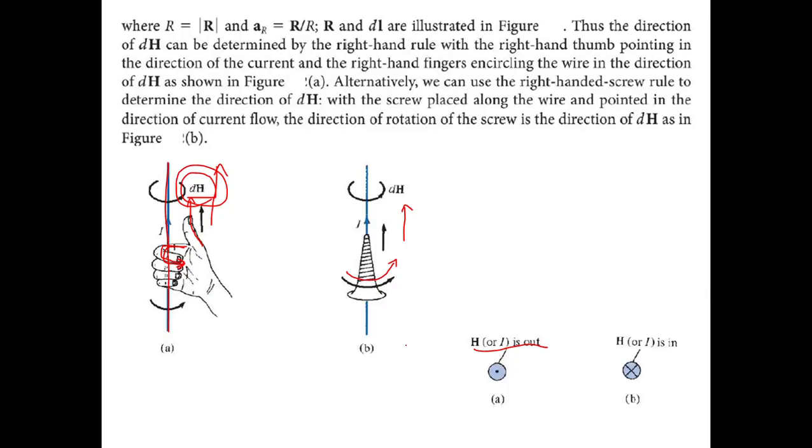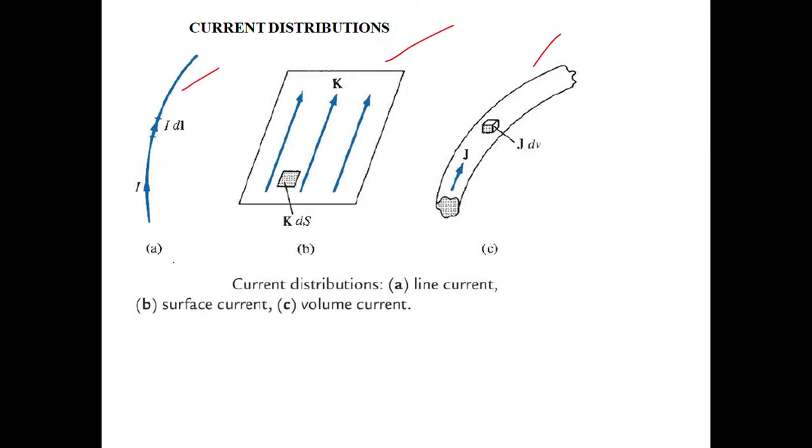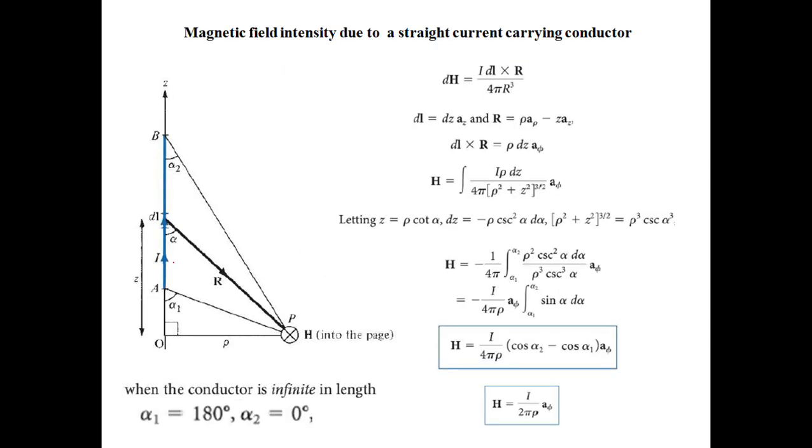And this was the right hand thumb rule, where the thumb indicates the direction of current and the curl of the fingers indicates the direction of magnetic field intensity. Like how we had charge distributions, here we have current distributions: line, surface and volume. Based on those equations, we started with magnetic field intensity due to a straight current carrying conductor. First we did it for finite length, then we considered alpha 2 as 0 and alpha 1 as 180 degrees, so the line goes from plus infinity to minus infinity. So we got this equation for magnetic field intensity.